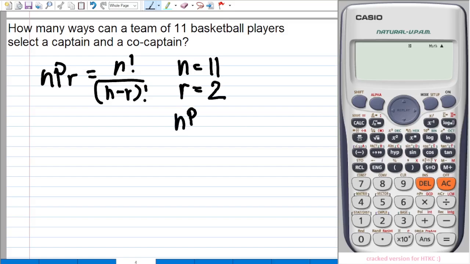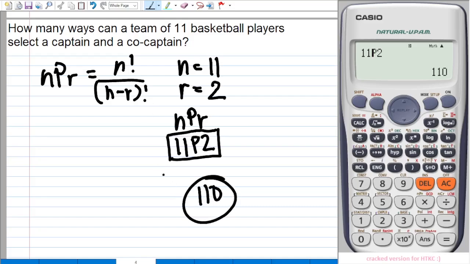Before I solve it manually, I'm going to use the shortcut. So nPr, basically that's 11P2. So I'm going to input 11P2 in the calculator. So 11, then shift, multiply, so that I can use the P. 11P2. The answer is 110.